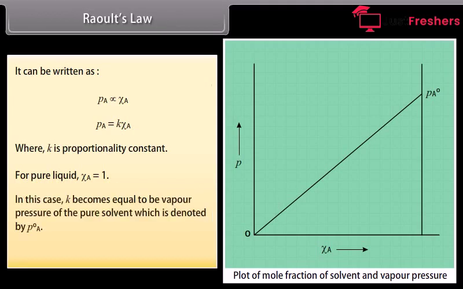In this case, K becomes equal to vapor pressure of the pure solvent, which is denoted by P naught A. Thus, PA is equal to P naught A into XA. For solutions obeying Raoult's law at all concentrations, its vapor pressure would vary linearly from 0 to the vapor pressure of pure solvent.